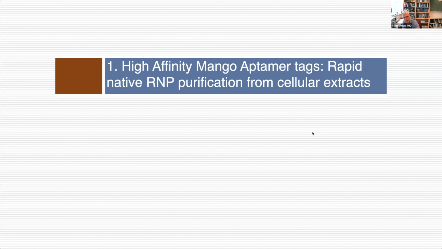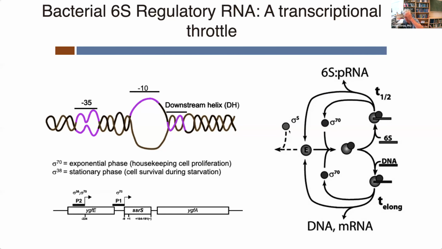All right, I'm going to talk through four different properties of these Mango aptamers. First, as I've mentioned, they're high affinity, which enables rapid RNA-protein complex purification from cell extracts. And we've done this in a number of different contexts, in both bacterial and eukaryotic cells.